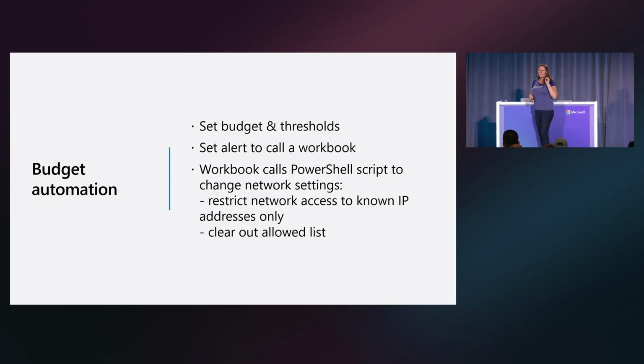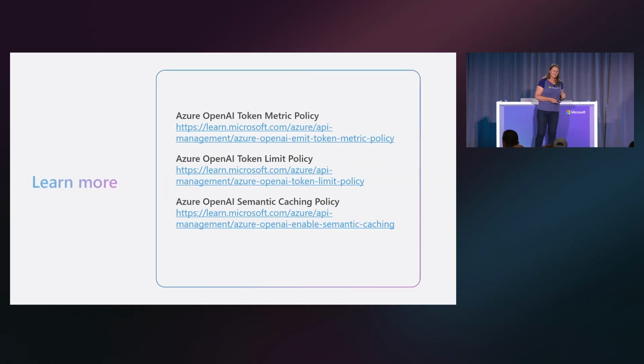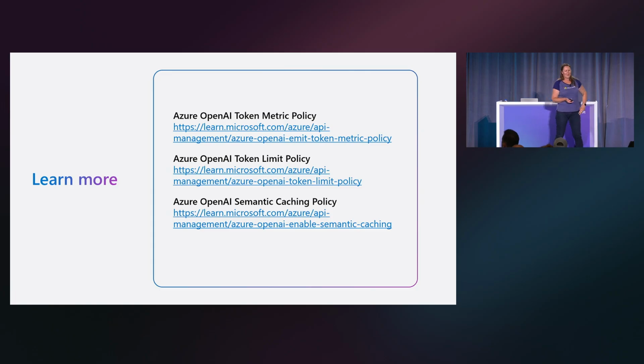So it's fun to get a little bit exploratory with what you can do with these services when Microsoft says we're not going to give you a way to pause your LLMs. Yeah, look at things like network access. So that's a bit of fun with budget automation. Again, some good learn more links here in terms of the token metric policy, the token limit policy, and the semantic caching policy that I mentioned that is available with Azure API Gateway.